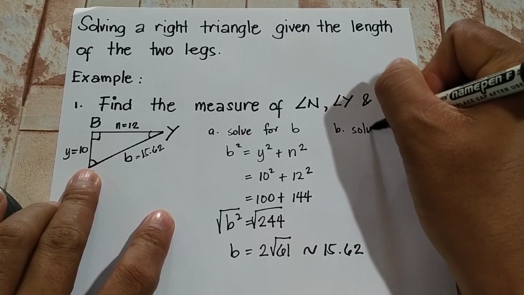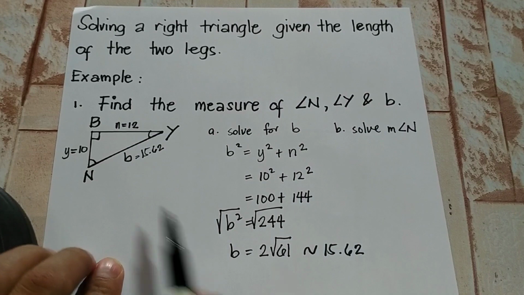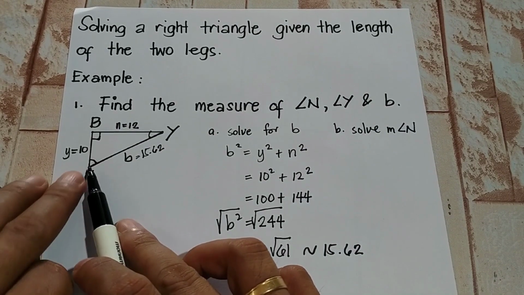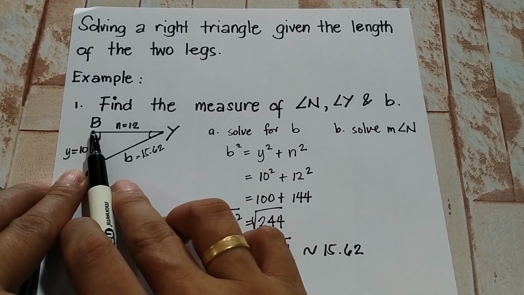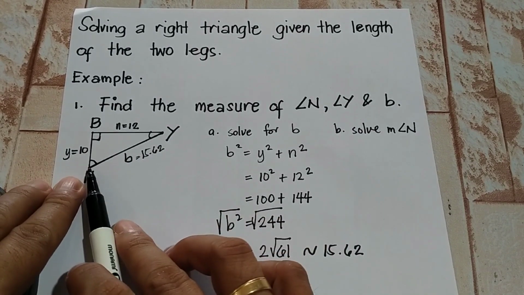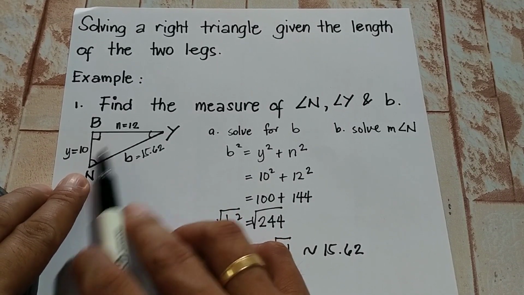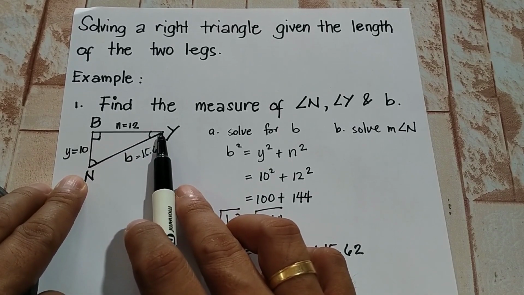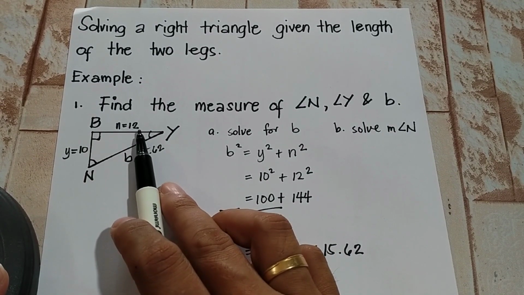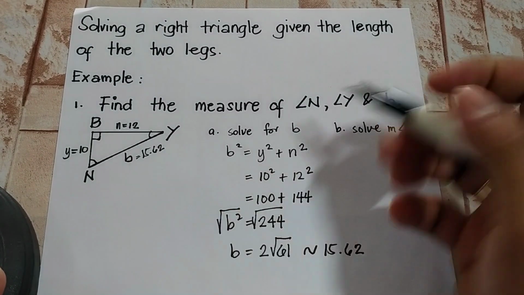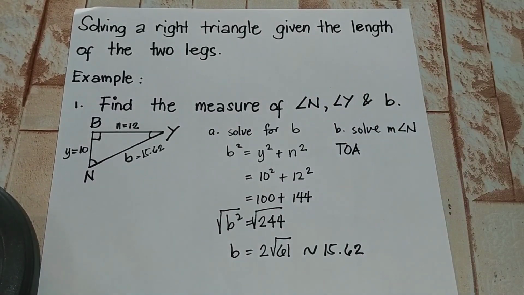Solve for the measure of angle N. Looking into this illustration, we have here angle N. What is the connection of this side to that side in relation to our angle N? Side Y is our adjacent side, and of course, this is going to be our opposite side. So we have the given adjacent and opposite, therefore we'll make use of TOA.